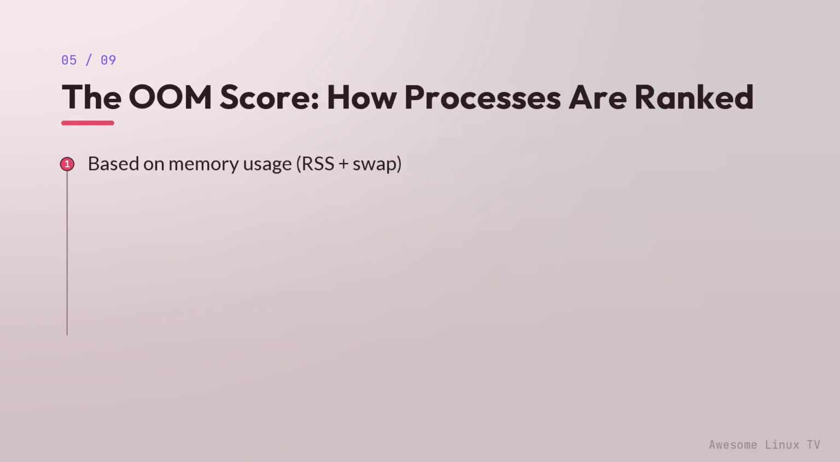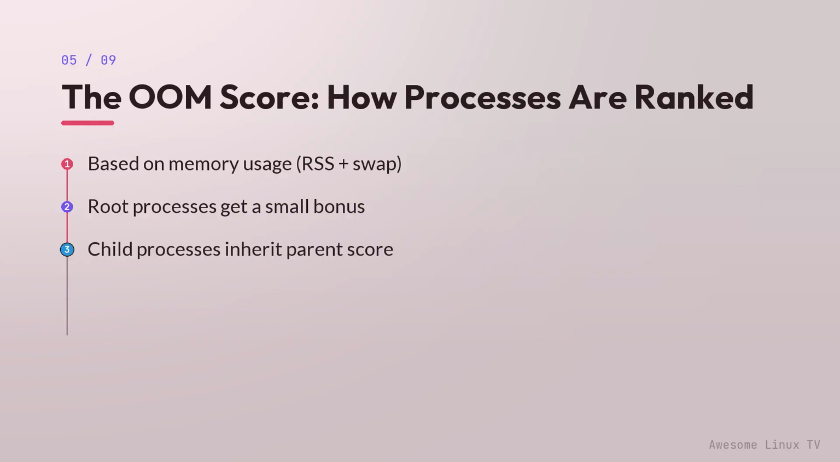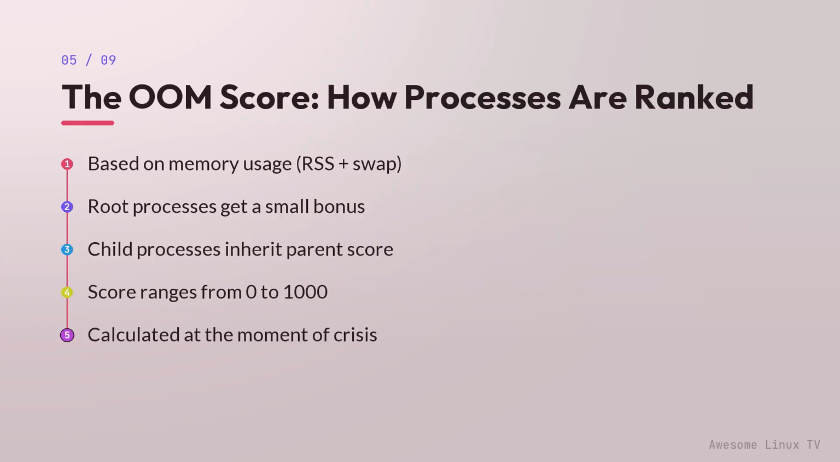Every process in Linux carries a file called oom_score inside its proc directory. The kernel calculates this score primarily from how much memory a process is using. That means its resident set size plus any swap it occupies. The more memory a process consumes relative to the total, the higher its score. Processes owned by root get a small score adjustment, and processes that have been running for a very long time also tend to have higher scores because they have accumulated more memory. The score is not static. It is recomputed at the moment the OOM killer runs, so it reflects what is actually happening right now.